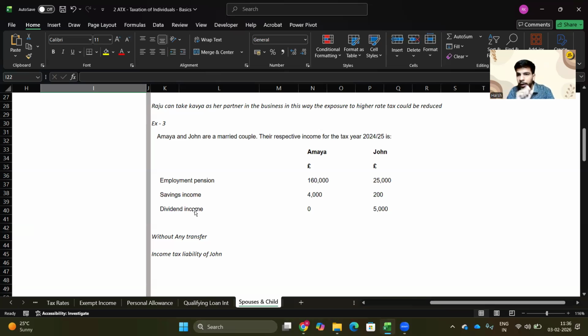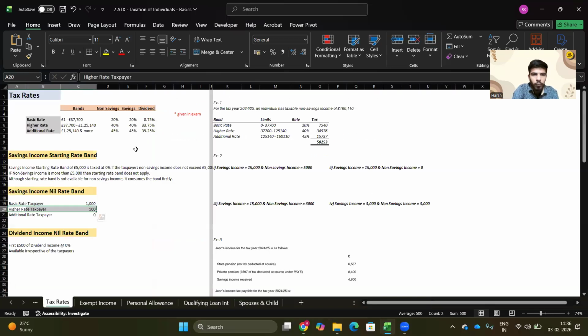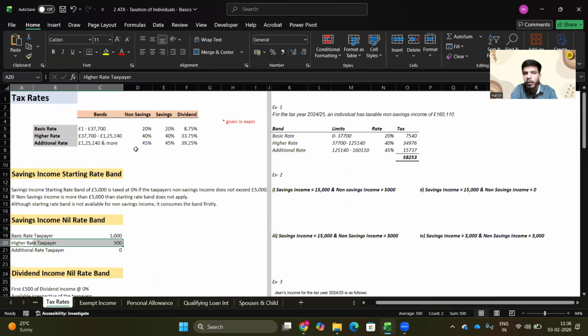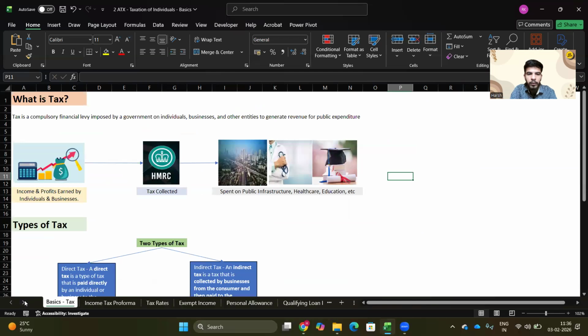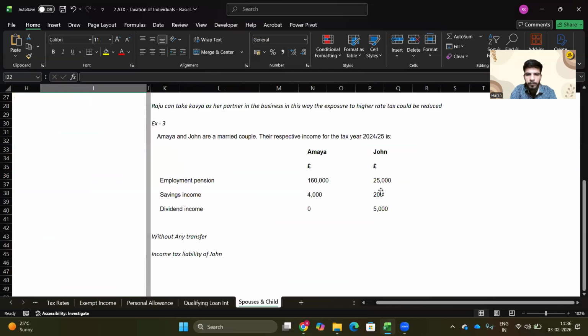It is an additional rate taxpayer because the income exceeds £125,140. What was the band here? So if I show you, £125,140 and more, she is crossing the higher rate band. She is in the additional rate band. So now let's see how that works with our example.